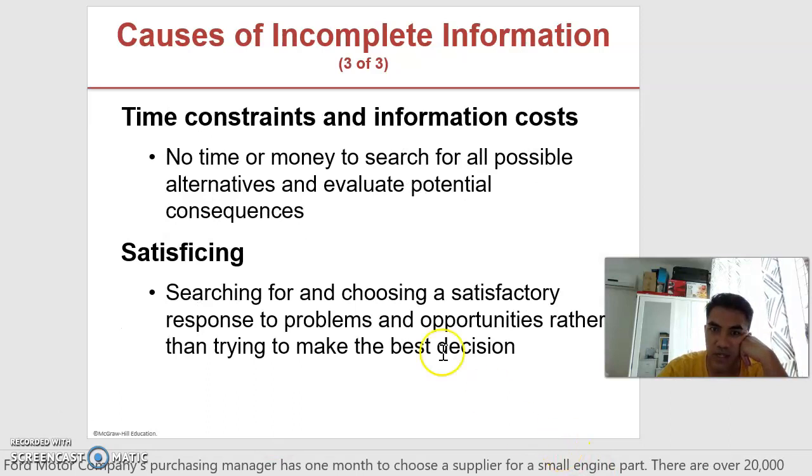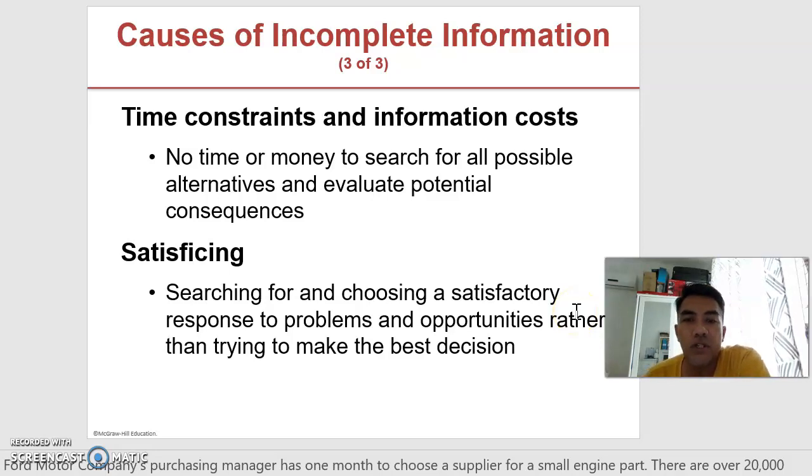And then time constraint and information cost: no time or money to search for all information, for alternatives. And then satisficing, searching for and choosing a satisfactory response to a problem or opportunity rather than trying to make the best decision. Sometimes when we are in a hurry, we are running against time, for example. So we are going to make the best possible decision during that time when the decision is being made, and that is what we call satisficing. Meaning to say that decision might not be the best decision, but it could be made in order to solve the problem at hand during that time.